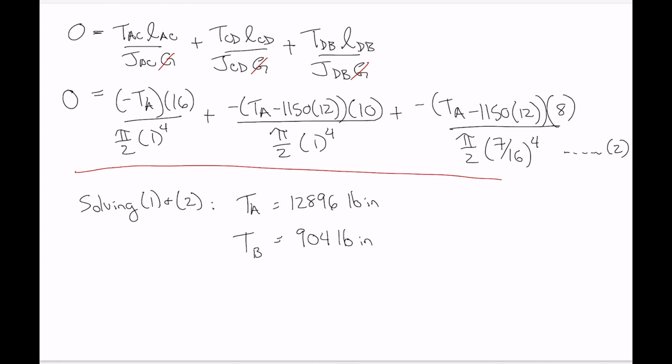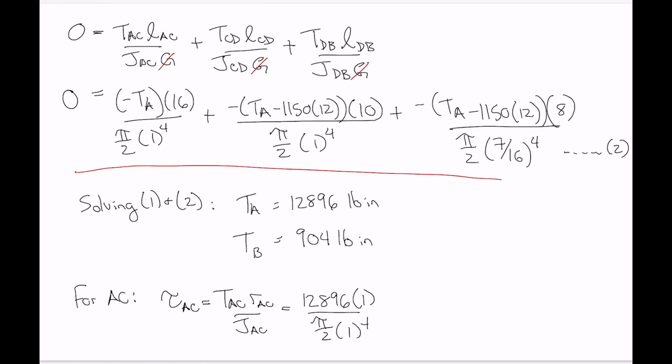Okay, so for AC, we've got the shear stress. The maximum shear stress in segment AC will be equal to the internal torque in that section multiplied by the radius of that section divided by the J value for that section. Again, we're using R here instead of the variable rho because we know that the maximum shear stress due to a torque occurs at the circumference where rho is equal to R. We've got 12,896 multiplied by a radius of 1 inch divided by pi over 2 radius to the 4th power. And that gives us 8.2 KSI.